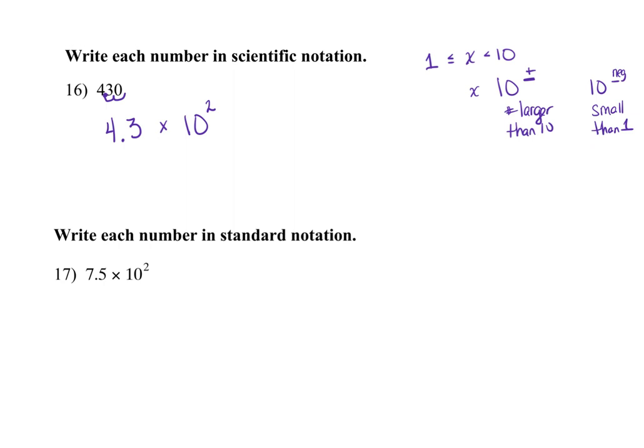If I'm going the other direction from scientific to standard, this number tells me how many places to move it. So I started at 7.5. Because that's a positive 2, this is going to get bigger. So I need to move it to the right 1, 2 places. Remember, any place that is left empty, I plug in a 0. So that is going to equal 750 in standard notation.